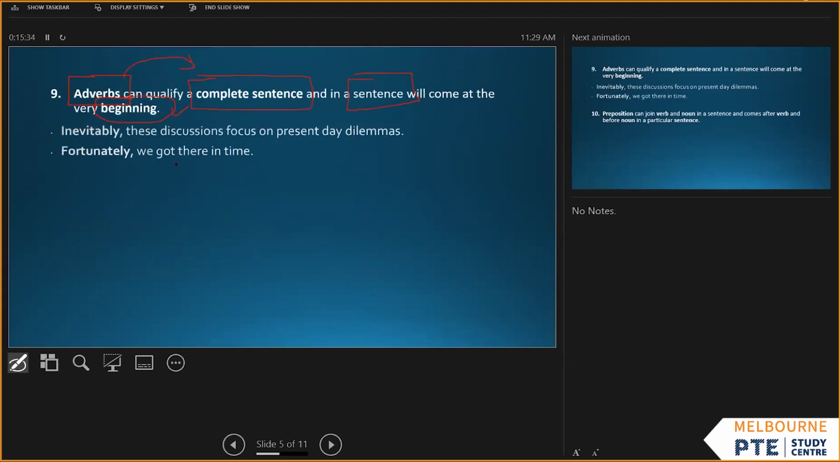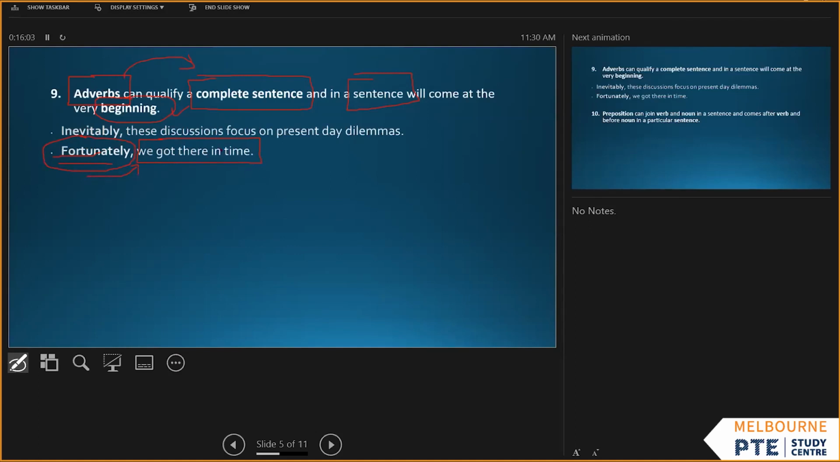Let's have a look at a couple of sentences. If I have a look at the second one, what does it say? Fortunately, we got there in time. Now, if you guys pay a bit of attention and read the sentence, you will agree with me that the word fortunately is adding a bit of extra meaning to your sentence.